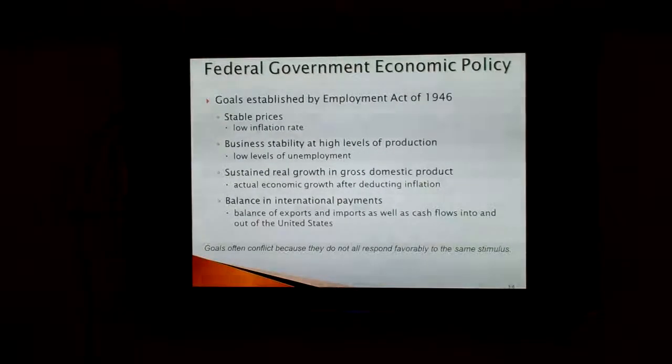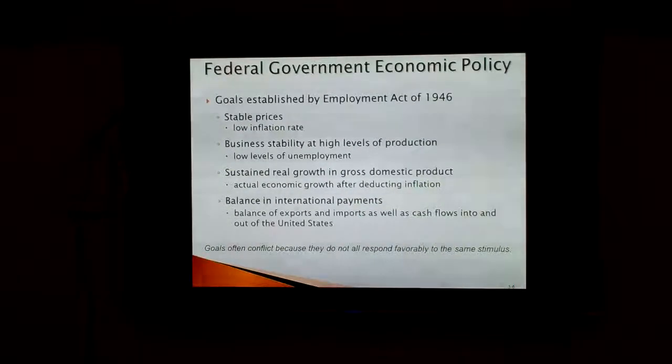Okay. So, federal government economic policy. Goals established by the Employment Act of 1946. Stable prices. That also means low inflation. We expect prices to rise, but only moderately year in and year out. They say 2 to 4% inflation is pretty normal. Anything higher or below that is out of the ordinary. Business stability at high levels of production and low levels of unemployment.